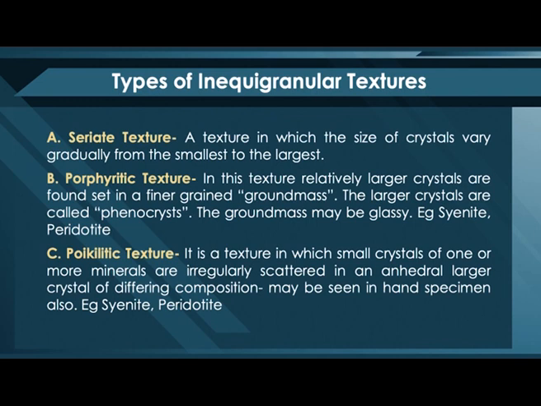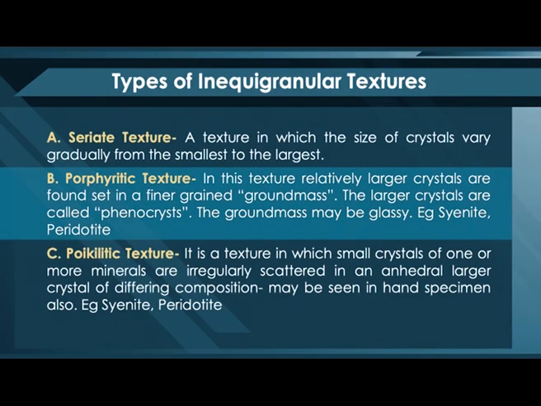Well, we have seen equigranular texture. Now it is time for discussing inequigranular textures. There are three types of textures here. The first one is called seriate texture, the second is called porphyritic texture, and the third one is called poikilitic texture. Seriate texture is a texture in which the crystals vary gradually in size from the smallest to the largest. So, we will say there is no sudden change in the size of the grains. There is a gradual change in the size of the grains present in the rock.